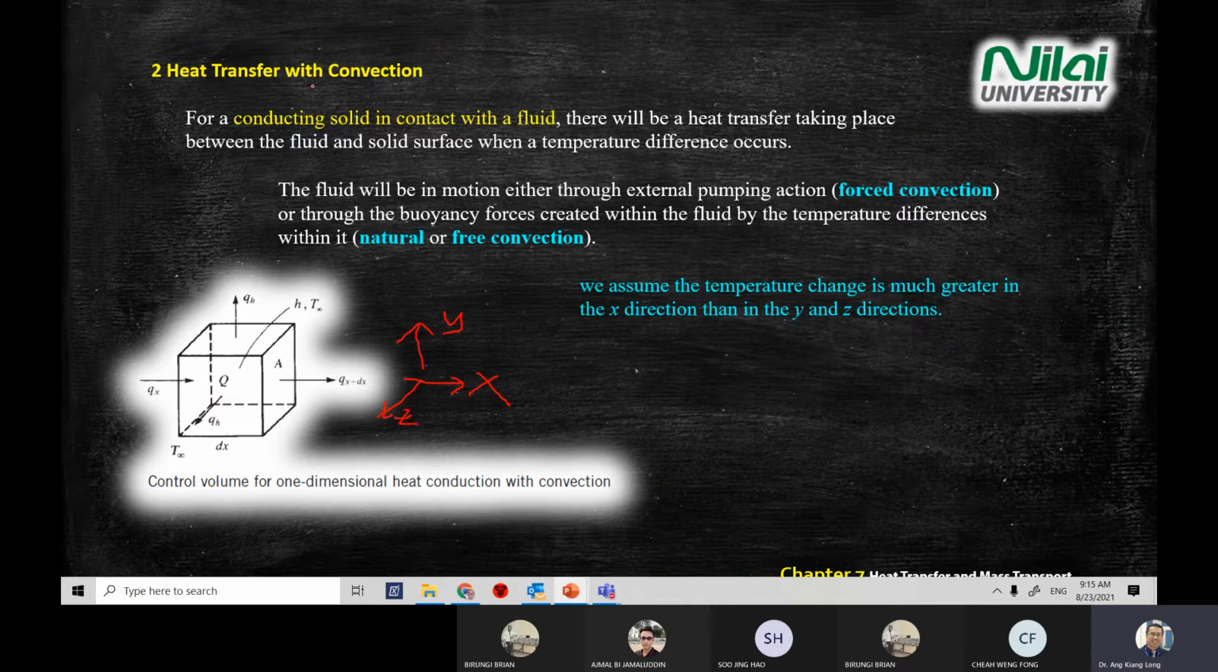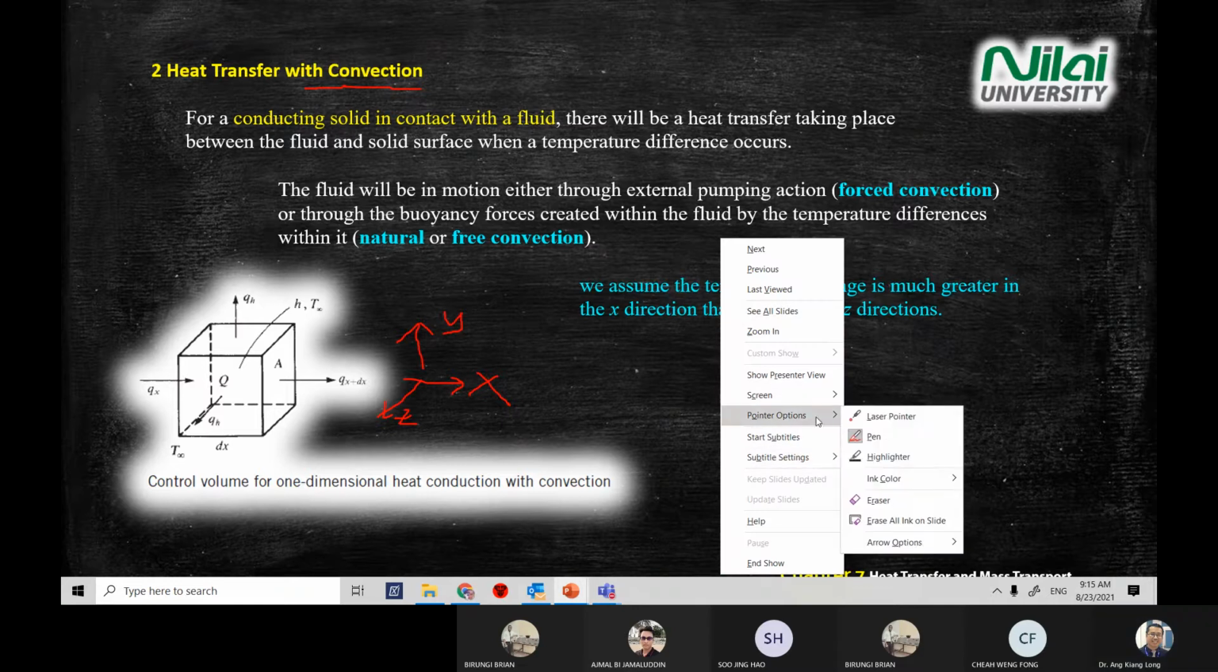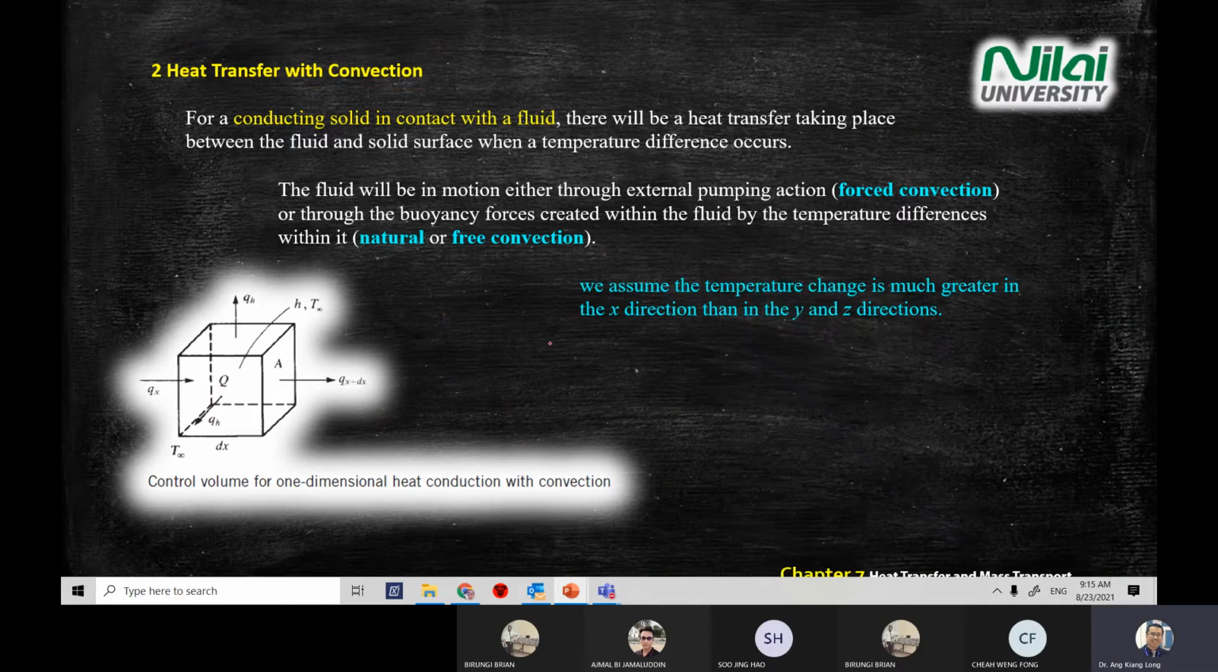Okay, so let's take note. When convection happens, we continue to focus on the X direction. Based on what concept? Because we assume that the temperature change in the Y and Z directions is smaller than in the X direction. Right? And if you look at the diagram itself, this diagram is for convection. It is conduction plus convection. These are two.